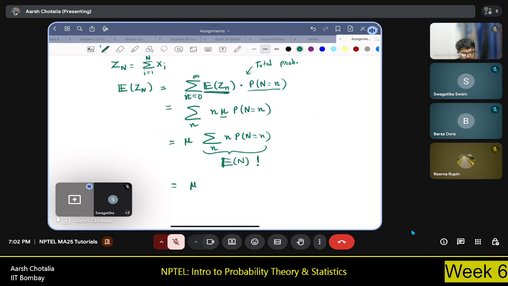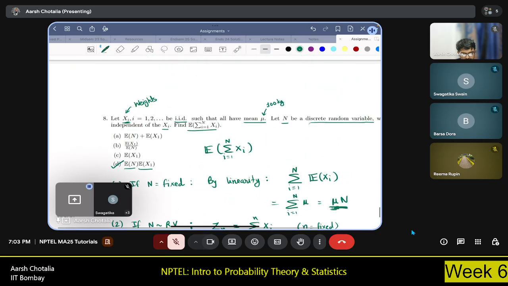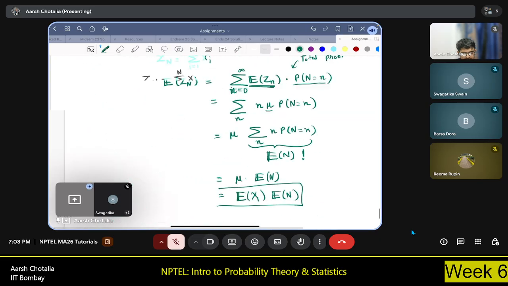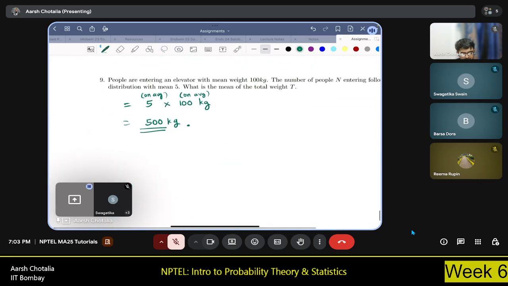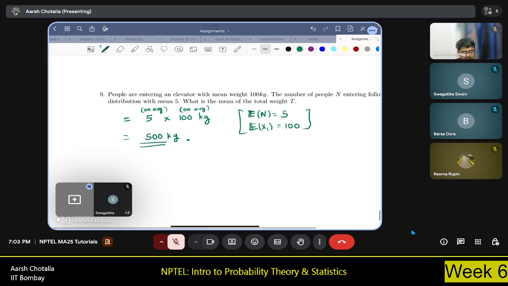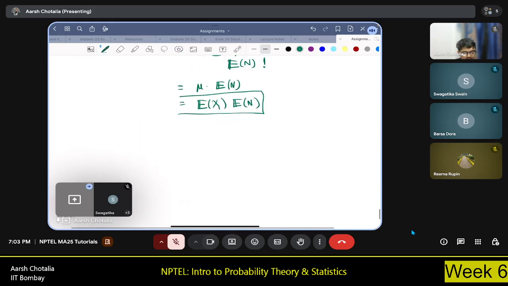Which means this is mu into expectation of n. And mu was nothing but expectation of x1 or x2 or any of your favorite x, because all of them are IID. So the final answer is expectation of x1 into expectation of n, the last one. And now we know why this happens, right? Expectation of n was given to be 5 and expectation of x1 was 100. So we just plug these numbers in this formula and we get the answer.